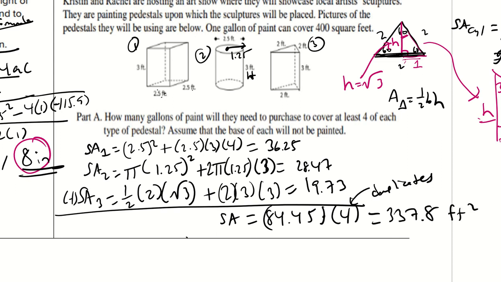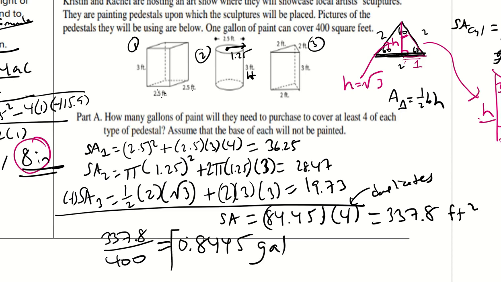337.8 square feet. And then finally, we're going to take that and divide it by the square foot per gallon. So we're going to take that number, divided by the 400, and that gives us 0.8445 gallons. So we're going to need less than a gallon. We'll be able to cover them with less than a gallon, assuming that the gallon can cover 400 square feet.